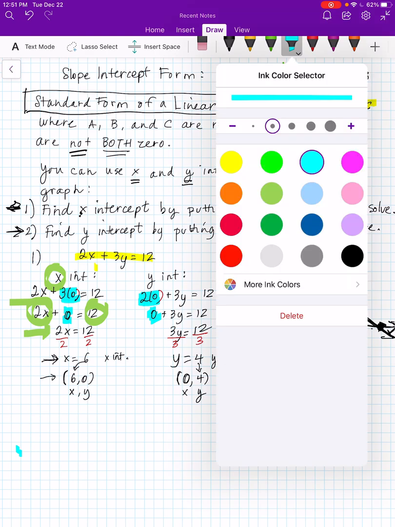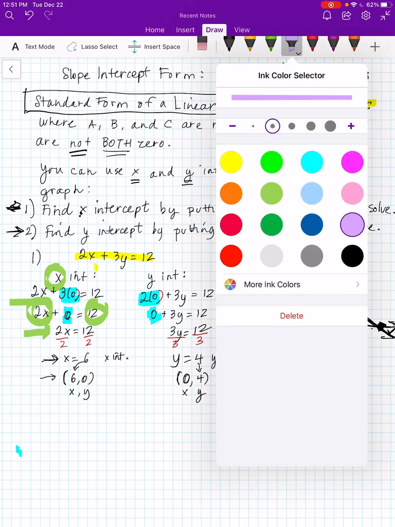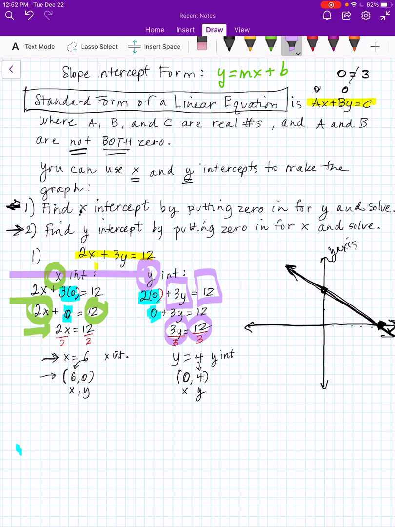So notice this, when I'm looking for my y-intercept, notice what I was left with: 3y equals 12. So what you can think of is when you're looking for your x-intercept, you take the x term and set it equal to c. When you're looking for your y-intercept, you take your y term and set it equal to c. Remember, it's ax plus by equals c.